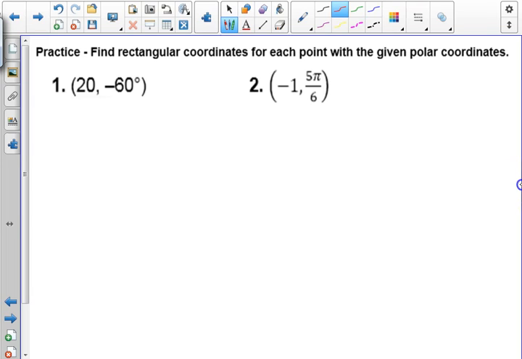Okay, so let's try this. Is negative 60 something that you have on your unit circle? Negative 60 is the same as 300, so what's the ordered pair there?